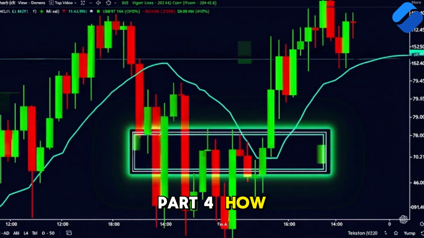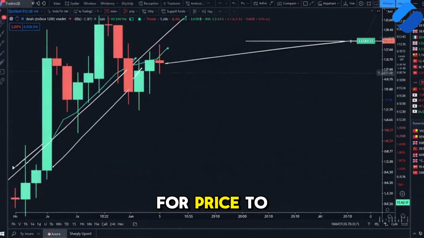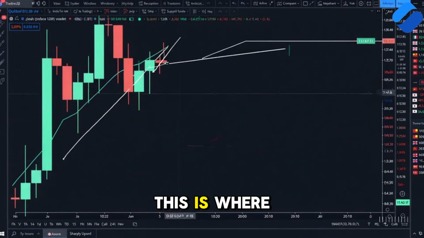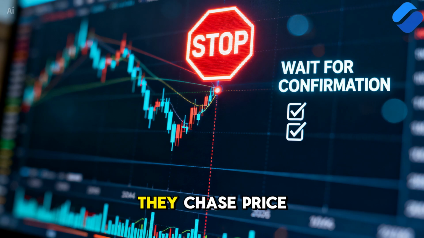Part 4. How to trade supply and demand. Now let's turn this into a real strategy. Step 1. Identify a strong supply or demand zone. Take your time here. Don't rush. Step 2. Wait for price to return to that zone. This is where patience comes in. Most traders fail because they don't wait. They chase price instead.